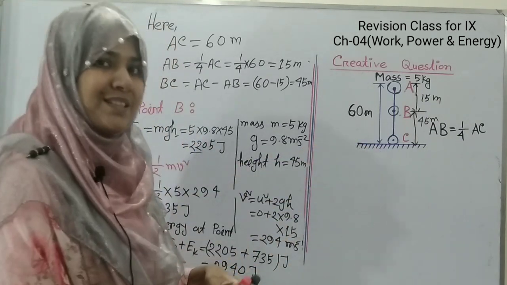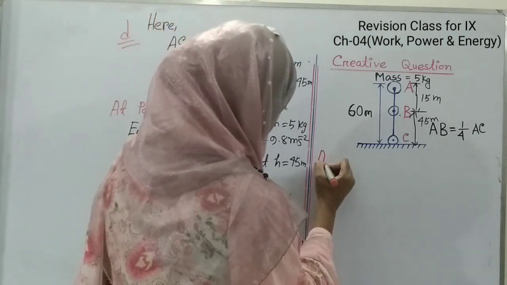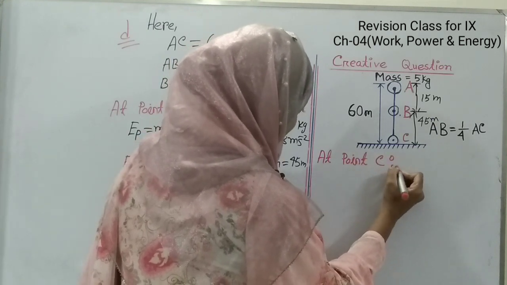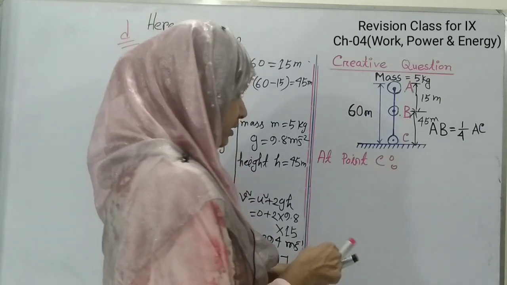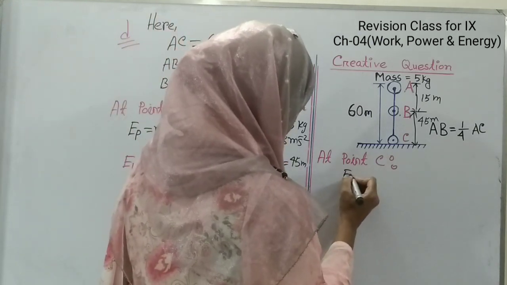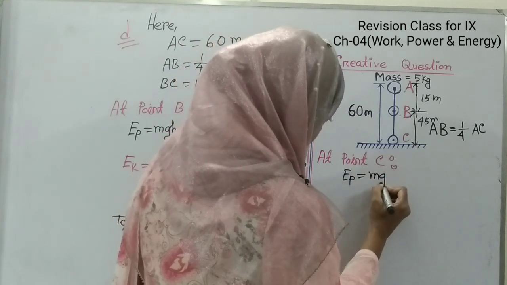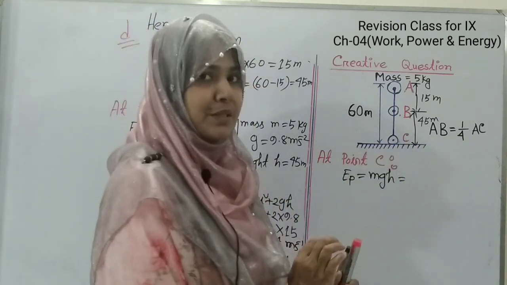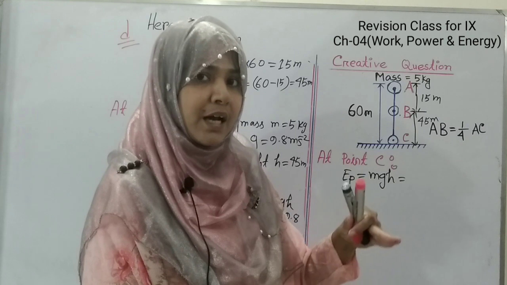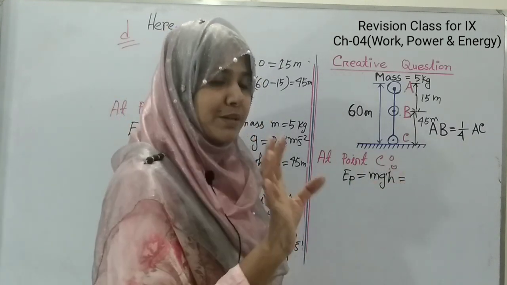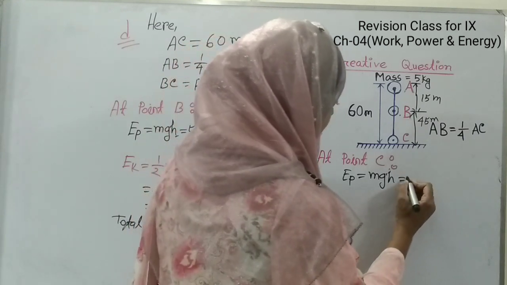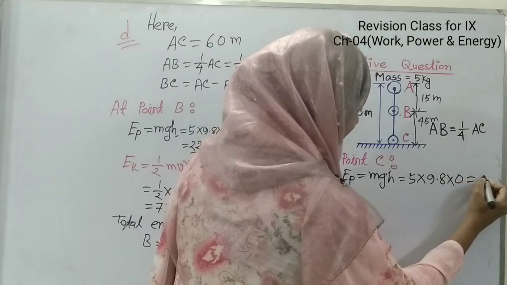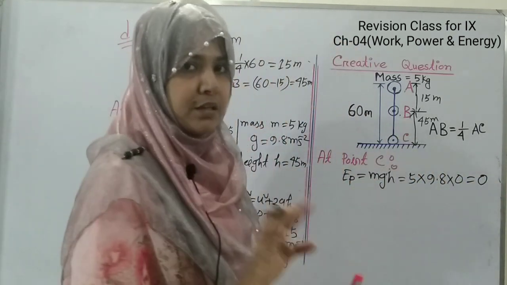Now at point C, here potential energy EP equals mgh. Here you can see that the object has touched the ground. That means there is no height from the ground. So here the value of h will be 0. So we will get that potential energy at point C is 0.